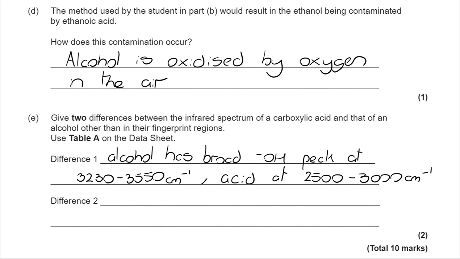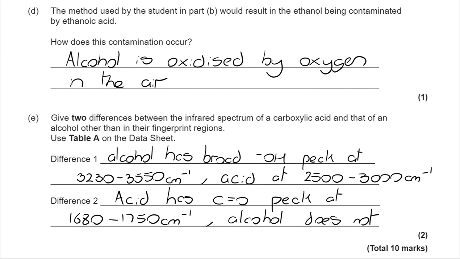The other key difference is the fact that a carboxylic acid has a C double bond O bond, and that would be at 1680 to 1750 cm to the -1. The alcohol would not have a peak in that region.